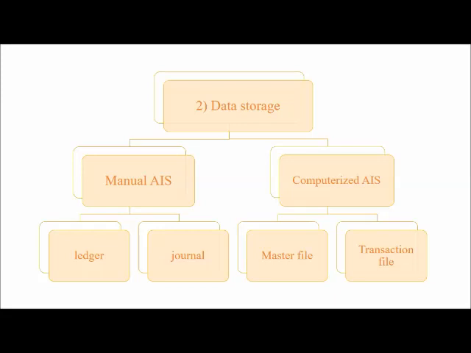The second form of data storage in the manual accounting information system is the journal. What is a journal? A journal contains the accounts and the amounts to be debited and credited. Basically, we have two types of journals. First, the general journal, and second, the specialized journal. The general journal is used to record infrequent or non-routine actions such as loan payments, end of period adjustments, closing entries, and so on. A specialized journal records a large number of repetitive transactions such as sales.